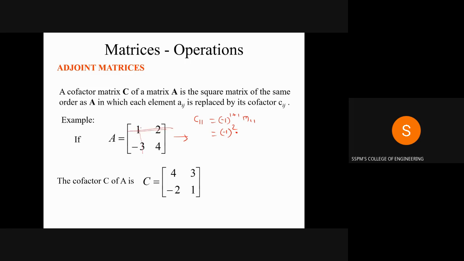Sorry, first row and first column you have to delete. So what remains is 4, which is equal to minus 1 squared, it is 1 into 4, which is equal to 4. Now, how do we find C12?